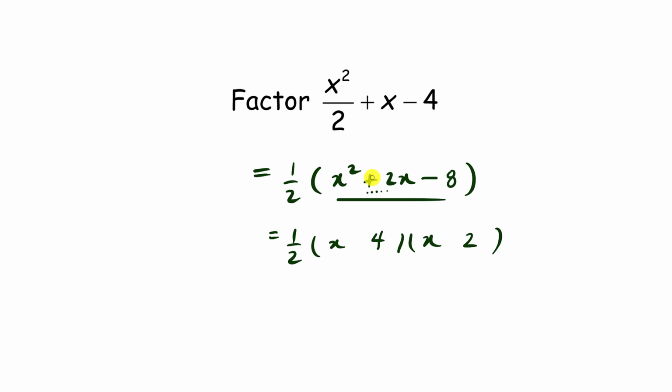So because positive wins, we're going to put that in front of the bigger number, which is 4. So we have a positive here, and we have a negative here. 4 times -2 is -8. So here's your final answer.